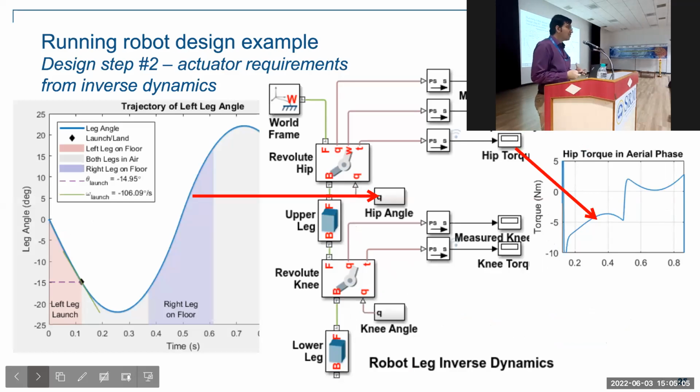Once we have those requirements, we can take the help of a multi-domain environment, such as what we have in Simulink, and build the model of the leg. The difference with the previous model, if you see here, is that now I am taking mechanical components. So you can see there is an upper leg and a lower leg connected by a revolute joint, which models the knee of the horse.